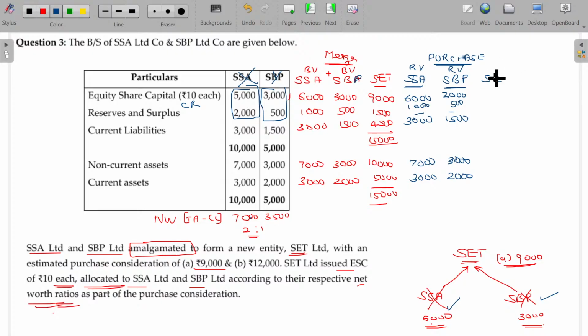So the new balance sheet after the merger for set is a line by line addition of these values hereafter. CR 1,500, we don't have reserves and surplus, and current liabilities being 4,500. And in case of assets, of course, it remains unaffected. So 10,000 and 5,000, 15,000 rupees. Hope the assets and liabilities are now merging. Is that clear?